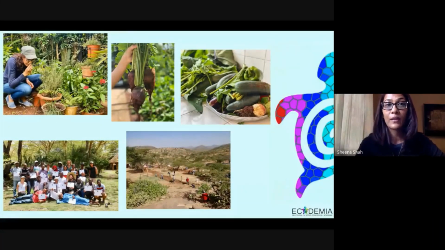With this pandemic, we saw a lot of interest in people wanting to learn how to grow their own food where they were, and not be reliant on just supermarkets. And also kids have been more involved, so that's been a really positive space for us.